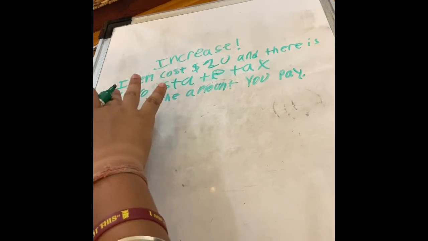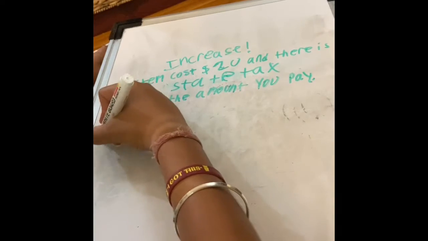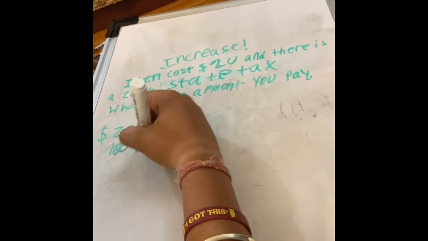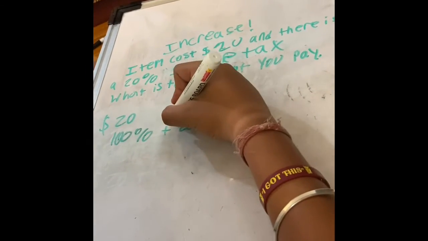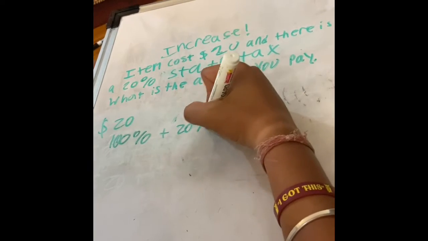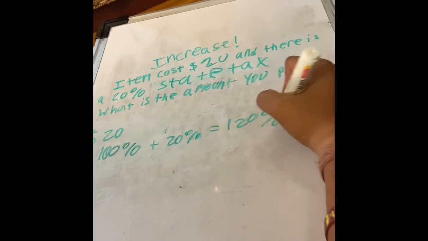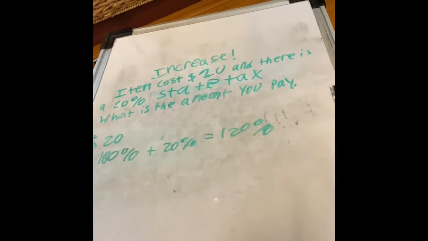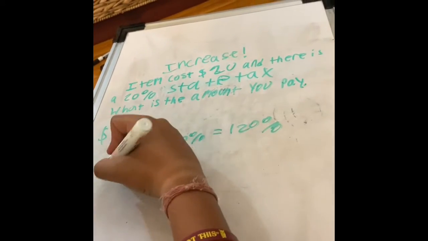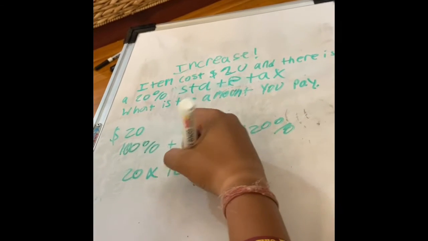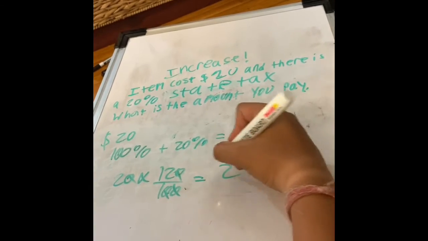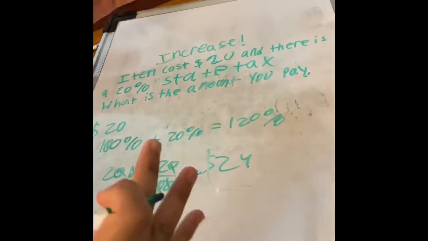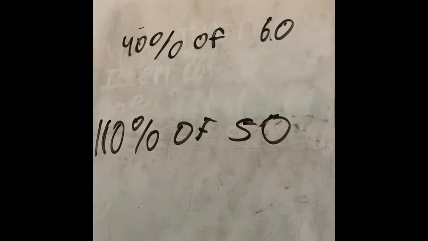So there is a 20% state tax. So this $20 that we have over here, this is 100%. Now we're paying an extra 20% because of state tax, which is equal to 120%. So now basically the way we should do to solve it is 20 into 120%. So that gives us 24, which is the same answer, and this is just a shortcut way. So now let's do some practice problems.